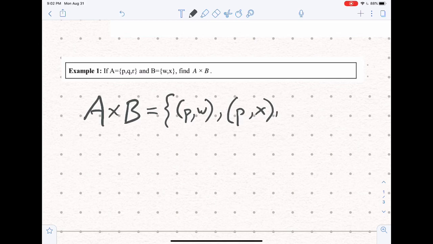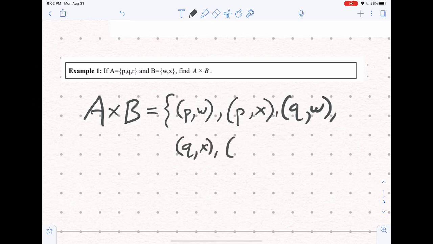We can put in the ordered pair Q, comma, W. This is just picking a different element of the set A, and then going back to the element W from the set B. I'm continuing on a new line here, so then we can put in Q, comma, X. And let me see, what else do we have here? Well, R, comma, W, and also R, comma, X.